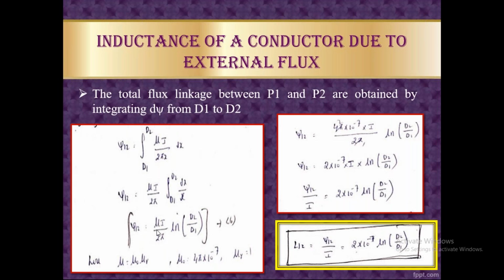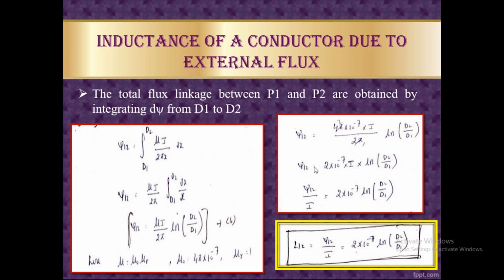So psi12 equals mu I by 2 pi ln d2 by d1. We already know that mu equals mu naught into mu r. Here mu naught is the permeability of free space, 4 pi into 10 power minus 7. This is an important question: what is the value of permeability of free space? It is 4 pi into 10 power minus 7, and mu r equals 1, which is the permeability of a non-magnetic material. If you substitute these two values, finally you will get psi12 equals 2 into 10 power minus 7 into I into ln d2 by d1.